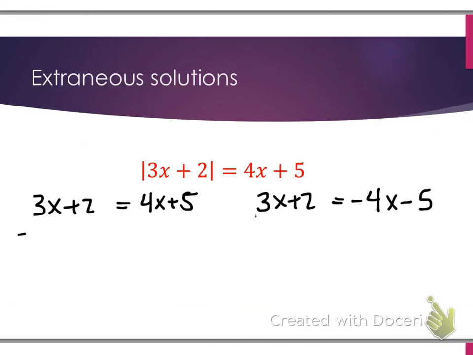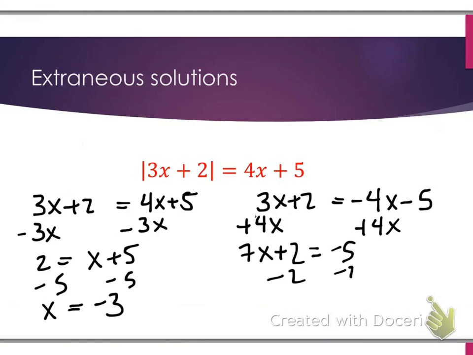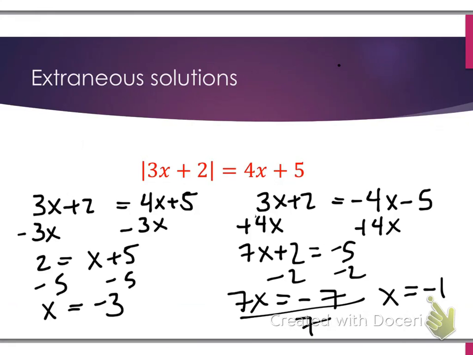So let's subtract 3x. So now I have 2 equals x plus 5, subtract 5. So x equals negative 3. Now let's add 4x in this one. So 7x plus 2 equals negative 5, subtract 2. 7x equals negative 7, divide by 7. So x equals negative 1. I'm going to write them at the top here so we can check our answers.